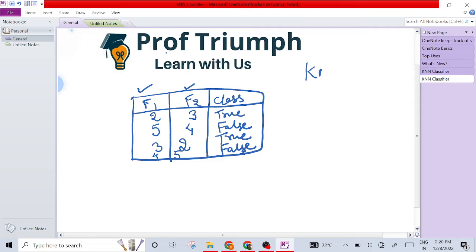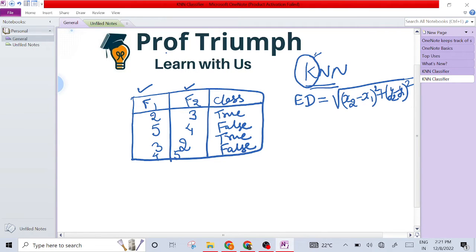In the KNN model, we find out the Euclidean distance, and the formula for Euclidean distance between any 2 points is given by the square root of (x2 minus x1) the whole square plus (y2 minus y1) the whole square, where x2, x1, y2, y1 are coordinates of those points. Suppose these 4 sample data are given to you. Now K means how many nearest neighbors we have to count. This should be given in the question. Suppose here K equals 3 is given to you.